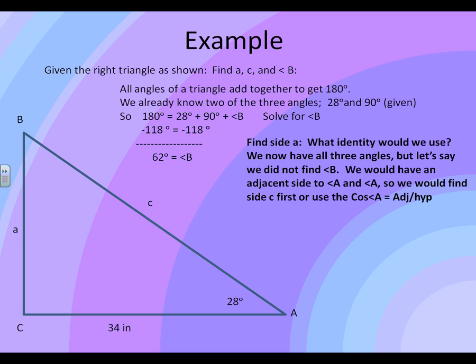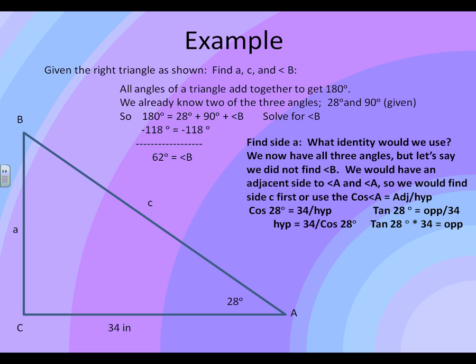And we also could use the tangent of 28 degrees, or angle A, is equal to the opposite, which would be A, divided by the adjacent, which is 34. So we have that, as seen, cosine of 28 degrees equals the adjacent, which is 34, over the hypotenuse, which is C. Likewise, we have tangent of 28 degrees equals the opposite, which is A, divided by 34, the adjacent side.